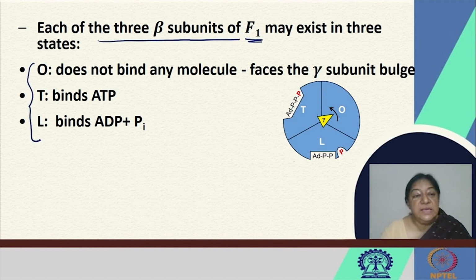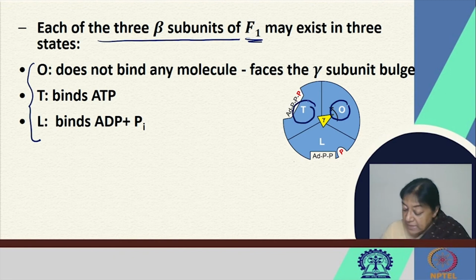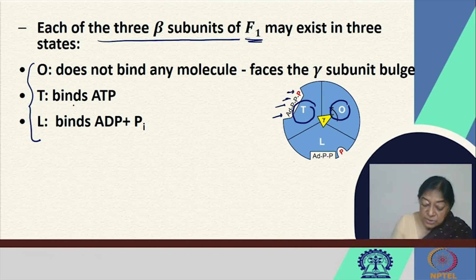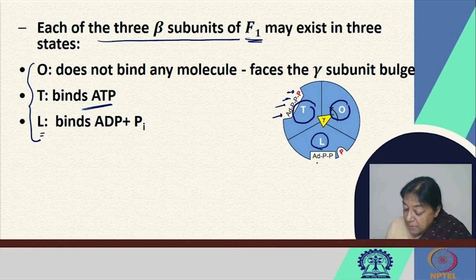Now, this is important because there are three beta subunits of the F1 that actually exist in three states. There is an O state, kind of an open state that does not bind any molecule. So this is an O state that has no molecule bound to it. The T state binds ATP. So we see the adenosine and there are three phosphates associated here. So it binds ATP. L, that's this state, binds this. So there is an open state, kind of a tight state and a loose state.